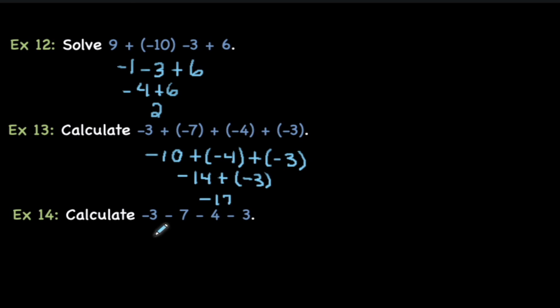We're also told to calculate negative 3 minus 7 minus 3 minus 4 minus 3. So negative 3 minus 7 is equal to negative 10. Bring everything else down. Minus 4 minus 3. Negative 10 minus 4 is equal to negative 14 minus 3. And notice we have two negatives again, right? So we're still adding these two numbers together and we're attaching the negative sign out in front. So this is negative 17.